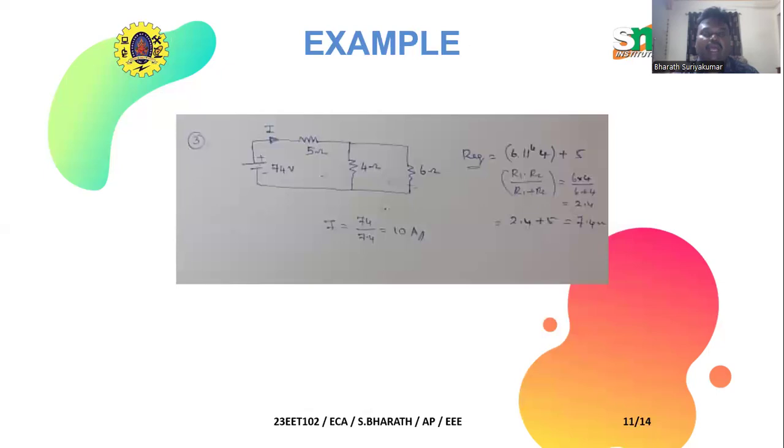Another example where we have a 74-volt source and 5 ohm, 4 ohm, and 6 ohm resistances. Two resistors are connected in parallel, and one resistor is connected in series. The total resistance is 7.4. So 74 divided by 7.4, we get 10 amps of current.